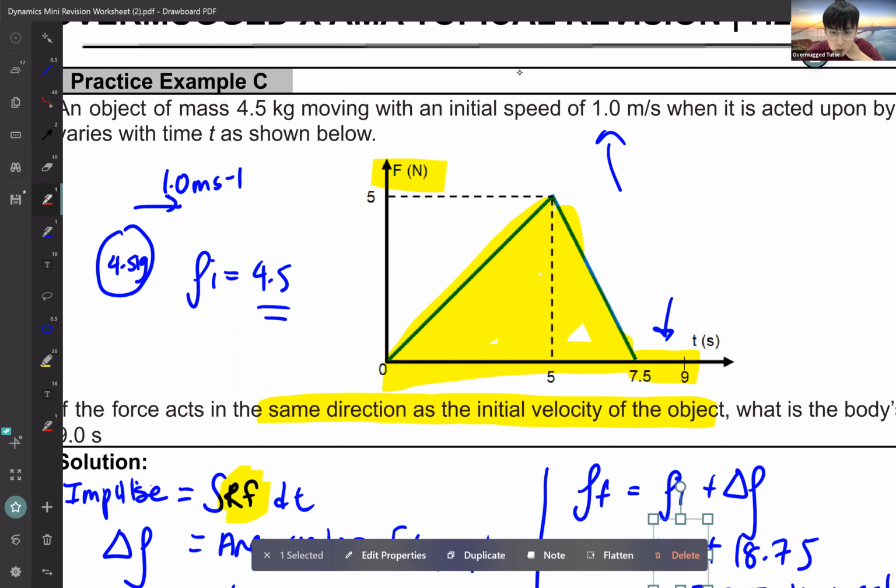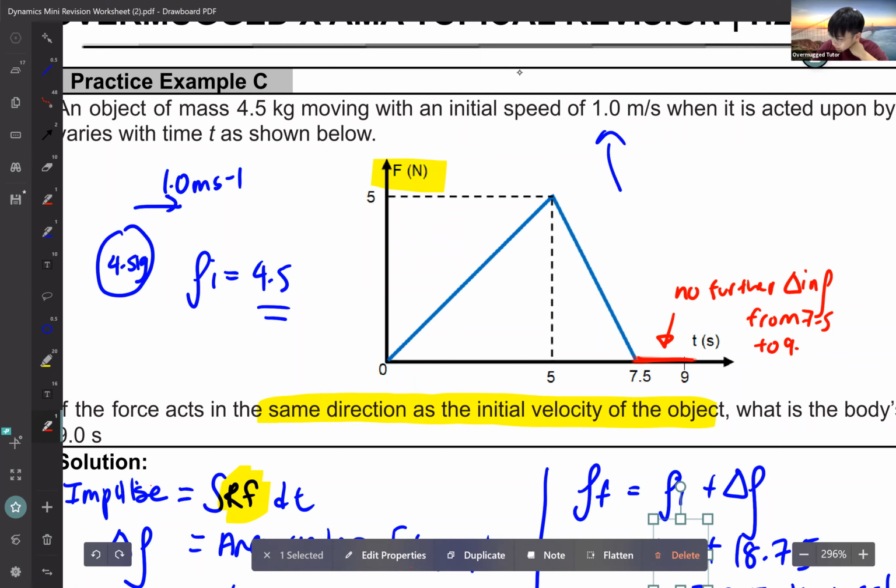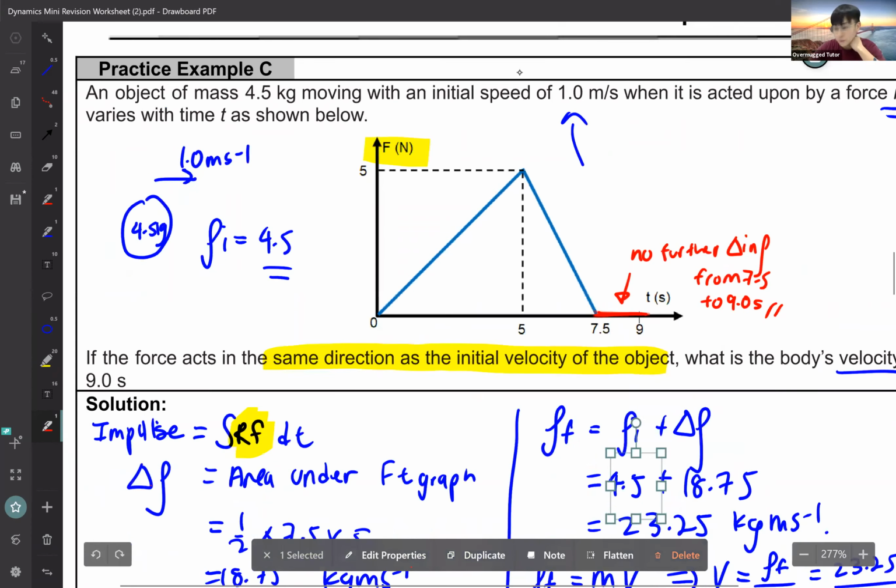How do you find momentum from 7.5 to 9? So look at this graph. There is no more force acting in this region. So in other words, there is no further change in momentum from 7.5 to 9 seconds. That's the logic here. So that's why I could ignore 7.5 to 9.